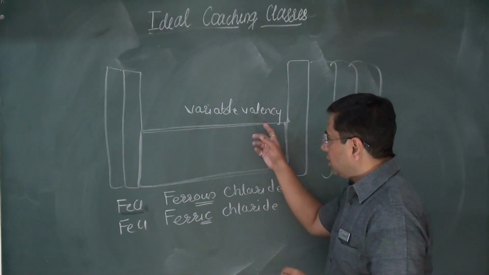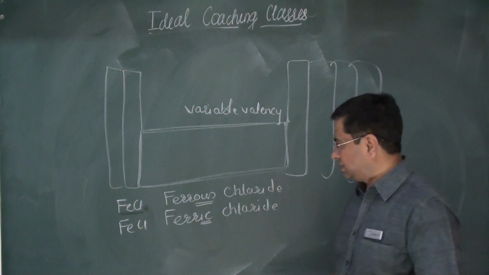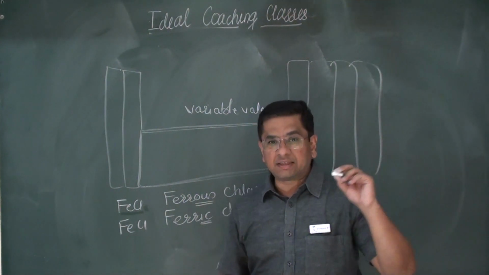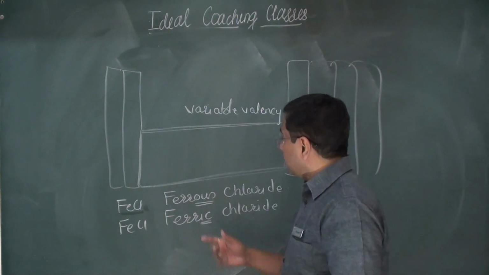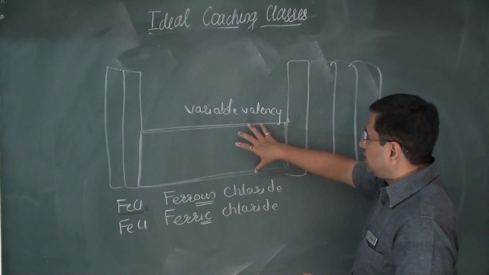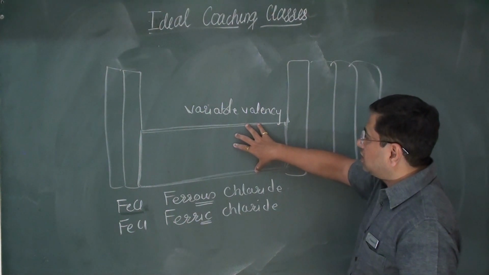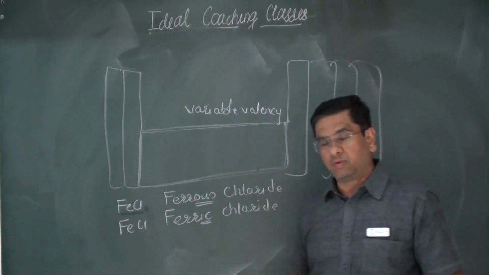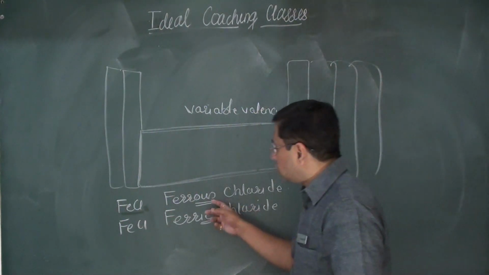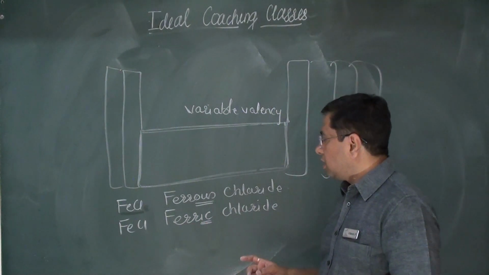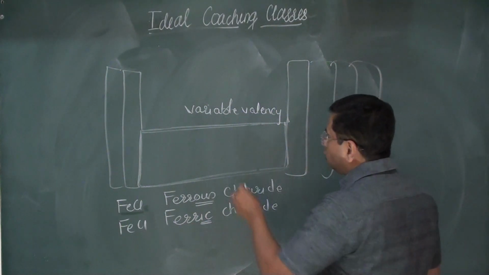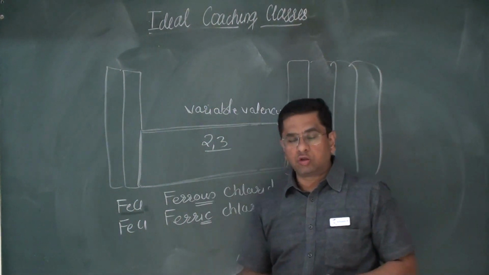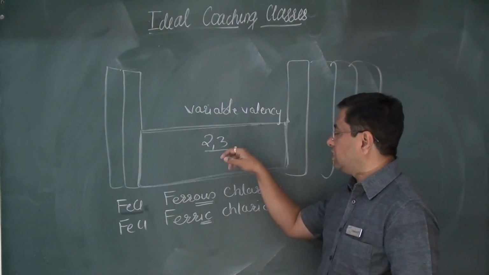This iron has atomic number 26, and yesterday we saw in the mole concept that it has atomic mass number 56. It comes in the variable valency category, which is called the transition element category. This is referred to as D block. That is what we will be studying. Ferrous chloride and ferric chloride: iron shows two valencies, 2 and 3.